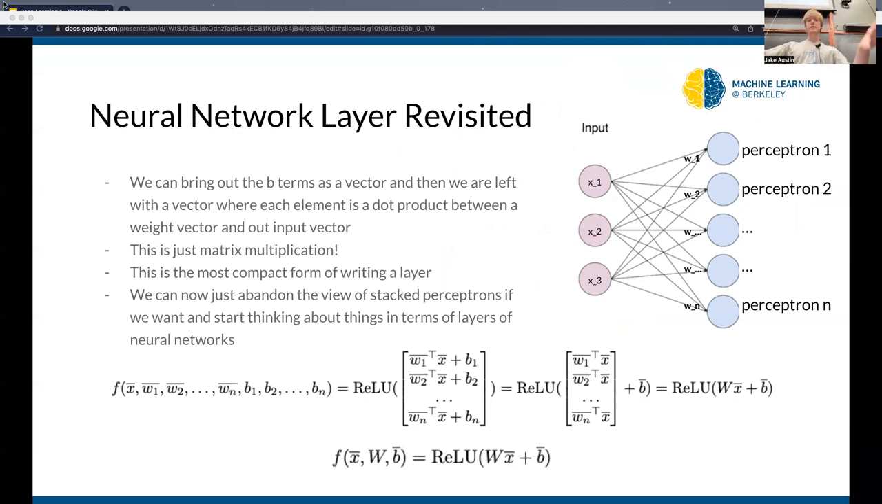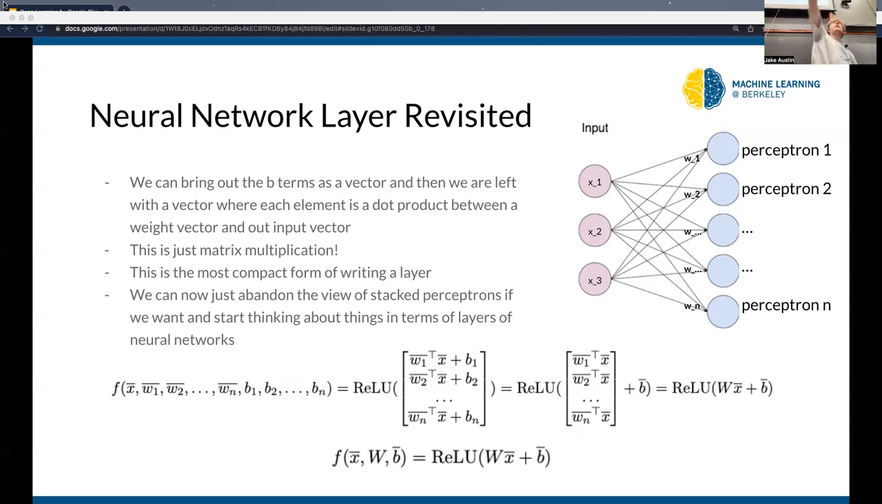If we compactify this even more and just bring all of these into just one vector, the thing on the left-hand side is literally just matrix multiplication, a bunch of W dot products with our input X. That's the same thing as just matrix-vector multiplication. And again, the ReLU applies to every element individually in this case. So this is the most compact form of a forward pass for a single layer of our neural network. That is the way to write it. We have achieved what we wanted, a very compact way to write one little layer of a neural network.